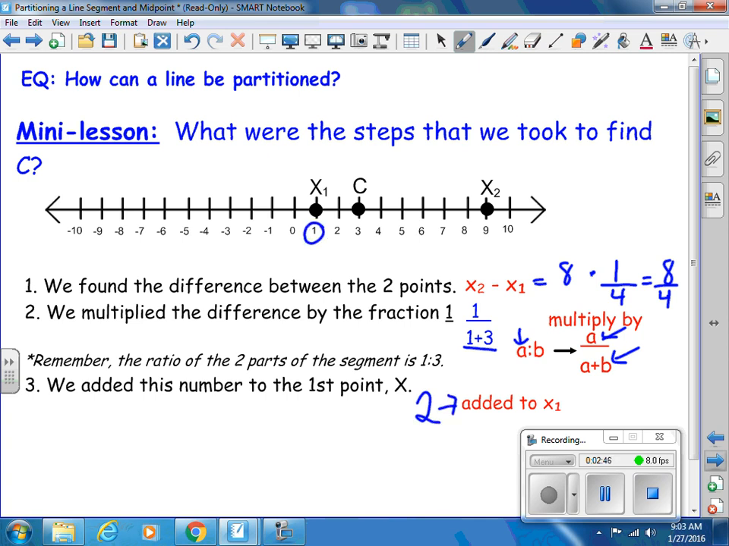Well, here's our original point. If we add 2 to it, we find the point C that partitions that in a 1 to 3 ratio. You can see it even easier if you divide these. Remember, each section is worth 2 points. So we have 1, 2, 3, 4 parts in this whole segment, but we were looking for the 1 part to the 3.